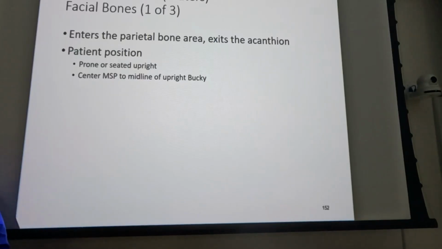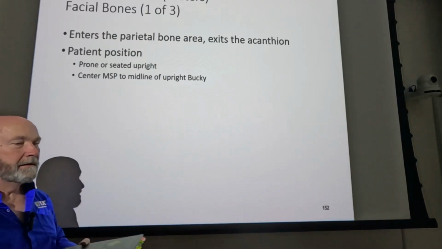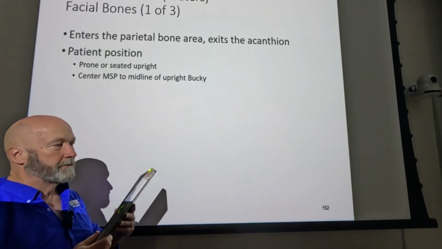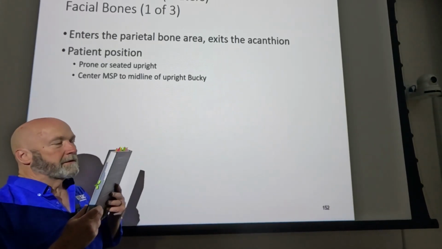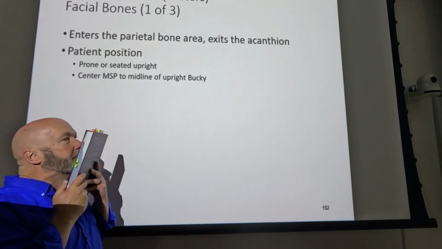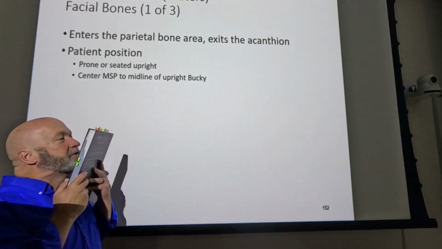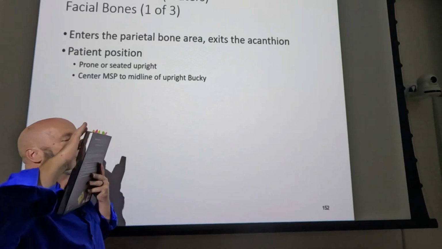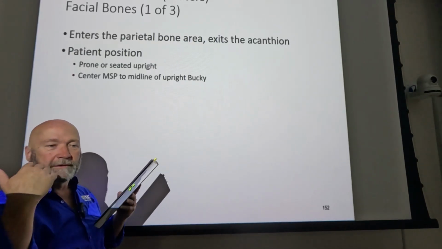So we have two different Waters. We have a modified Waters and we have the original Waters. The original Waters, what we're going to do is take the patient and make sure they don't have any kind of rotation. And we're going to put their chin on the image receptor. Okay, so the chin on the image receptor, the nose about a finger's width off of the image receptor.